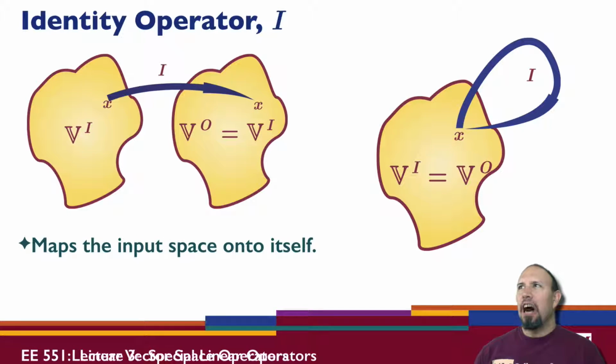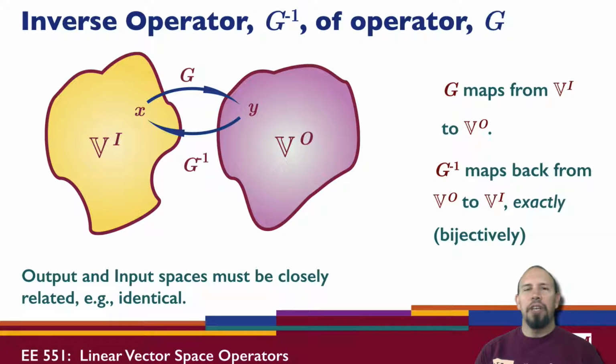So the identity operator takes something from the input space and maps it to the output space, where the output space is actually the input space. It's the same space between the two. Every point in the input space gets mapped into the same point in the output space. Another way of drawing it is like this: every point gets mapped back onto itself, every point in the entire space. So that's the identity operator. It basically takes a point in the input space and maps it back into itself. So that's a fairly simple one.